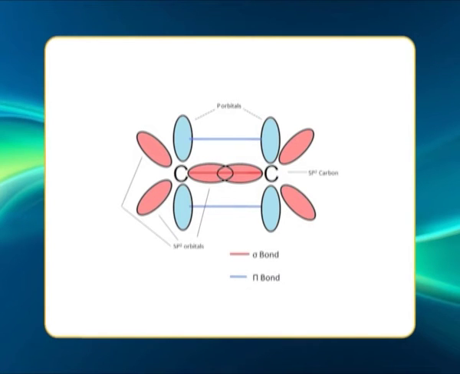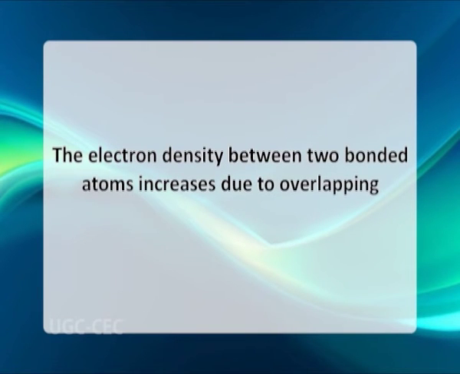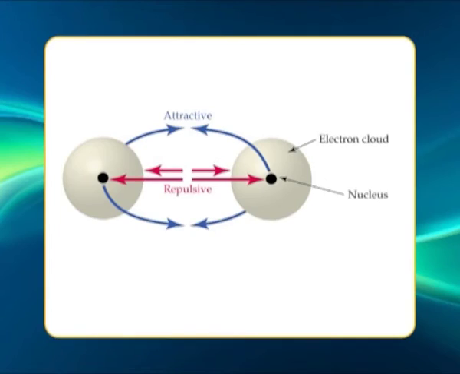A covalent bond is formed by the overlapping of two half-filled valence atomic orbitals of two atoms which can be same or different. The electrons in the overlapping orbitals get paired and confined between the nuclei of two atoms. The electron density between two bonded atoms increases due to overlapping. This confers stability to the molecule. Greater the extent of overlapping, stronger is the bond formed.